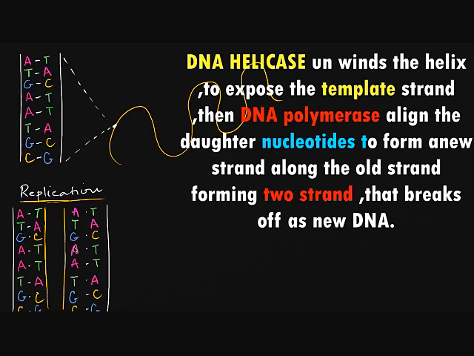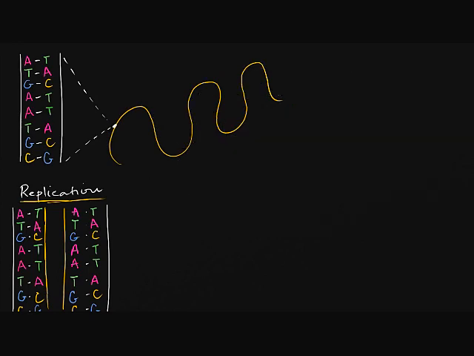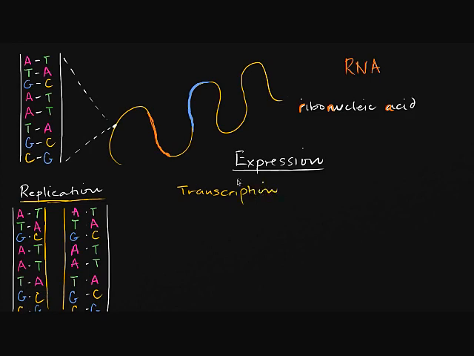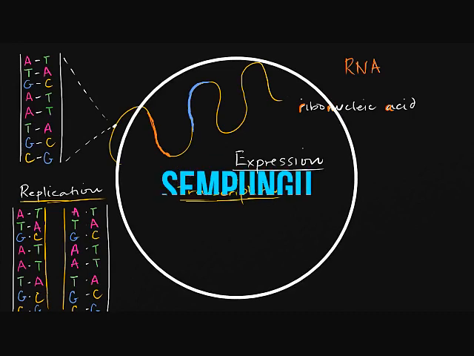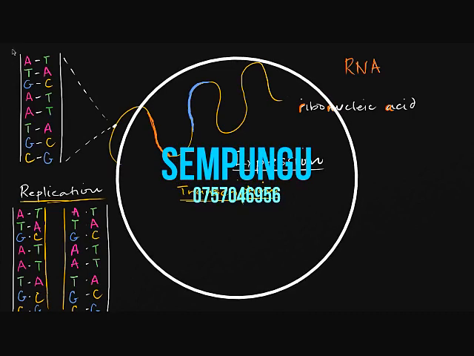The DNA molecule unzips in the presence of DNA helicase, exposing the nucleotides or the bases, and the exposed strand, the old one, acts as a template. Then the DNA polymerase is going to line up the nucleotides, which are complementary, opposite the ones in the old strand. Then afterwards, the other new molecule is going to break off.